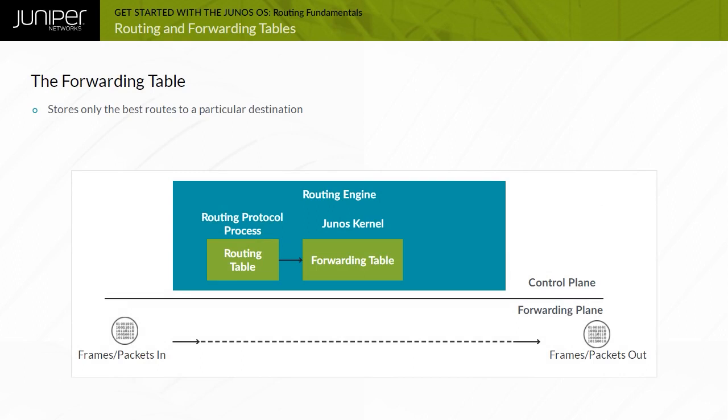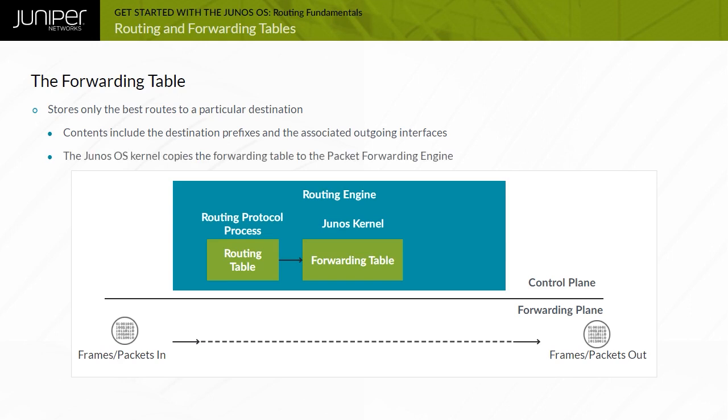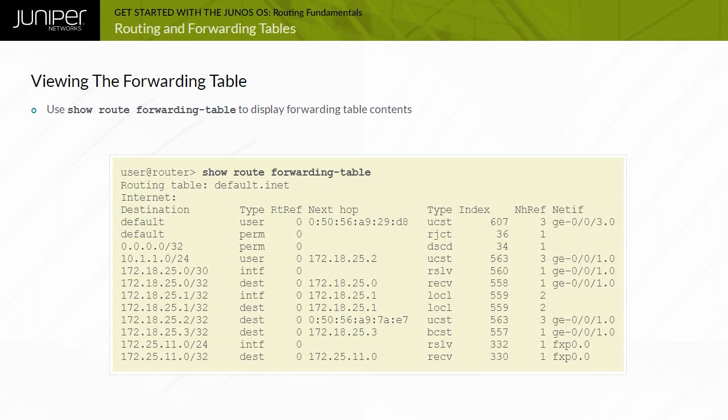The forwarding table stores a subset of information from the routing table. Within the forwarding table, you can find the details used by a device running Junos OS to forward packets, such as the learned destination prefixes and the outgoing interfaces associated with each destination prefix. The Junos OS kernel maintains a master copy of the forwarding table. It copies the forwarding table to the packet forwarding engine, which is the part of the router responsible for forwarding packets. You use the show route forwarding-table CLI command to view the forwarding table contents.